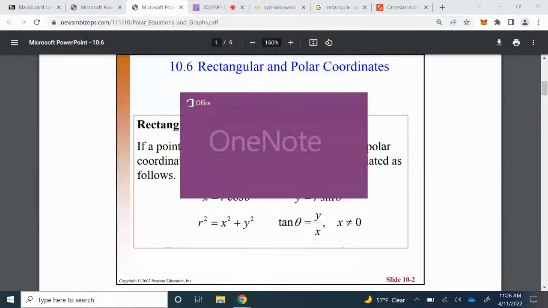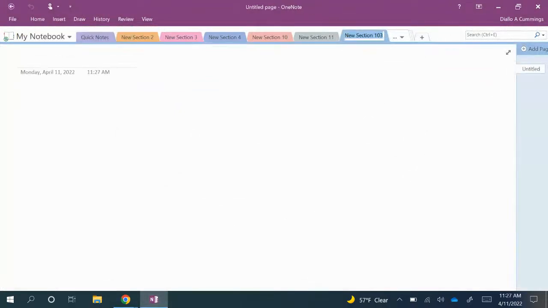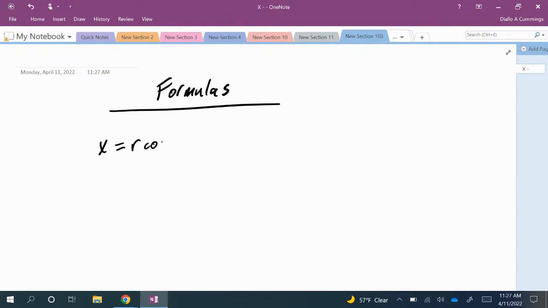All right, so I'm going to bring up OneNote and flip around the computer. So here are our formulas. We have x is equal to r cosine theta. y is equal to r times the sine of theta. And it's trash day, so the truck that you're hearing is in front of the house. All right, so this is for the rectangular coordinate system.